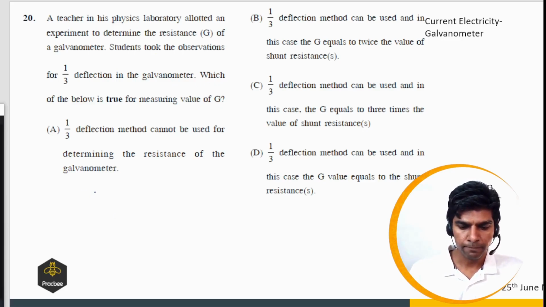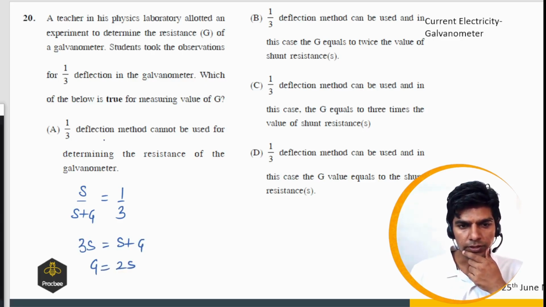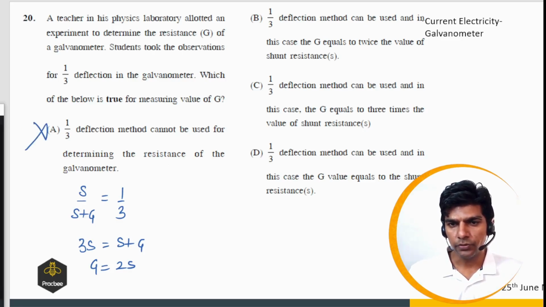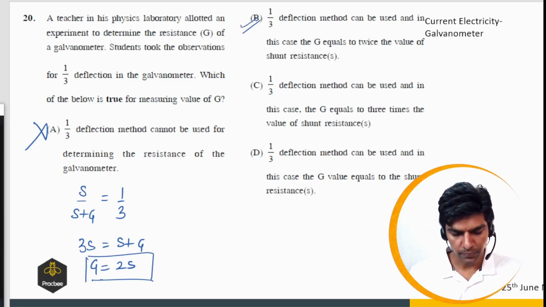So we know that if you look at the result, S upon S plus G is equal to 1 by 3 in case of 1/3 deflection. So 3S is equal to S plus G, or G comes out to be 2 times S. So 1/3 deflection method can't be used to determine the resistance of the galvanometer, option A, is incorrect. 1/3 deflection method can be used, and in this case G equals twice the value of the shunt resistance, and that is what we are getting: G comes out to be 2 times S. So option B is the right answer.